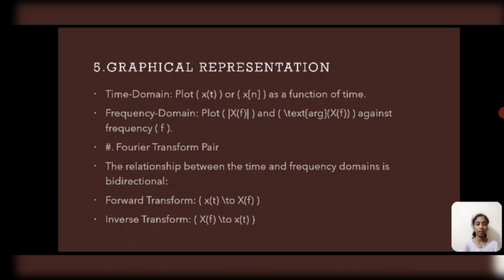Fourier transform pair. The relationship between the time and frequency domain is bidirectional: forward transform and inverse transform. In forward transform, x(t) to X(f). In inverse transform, X(f) to x(t).